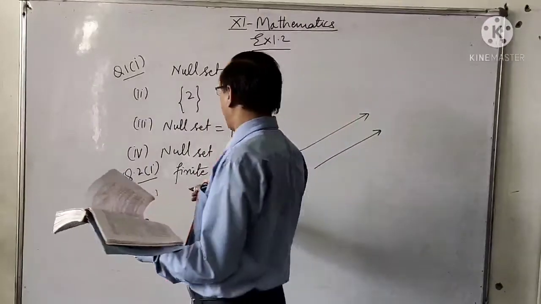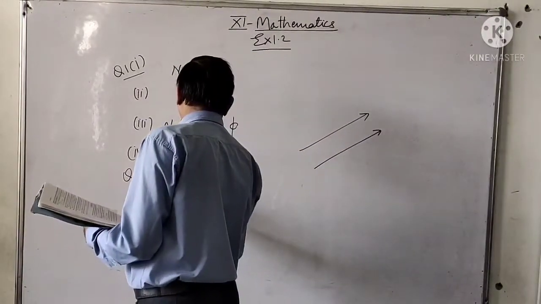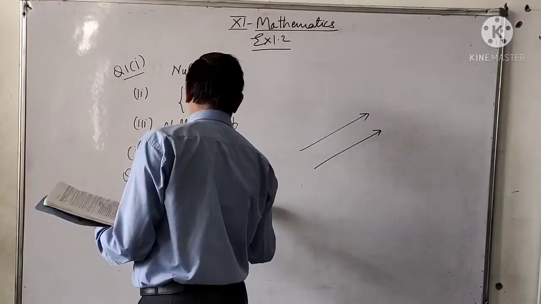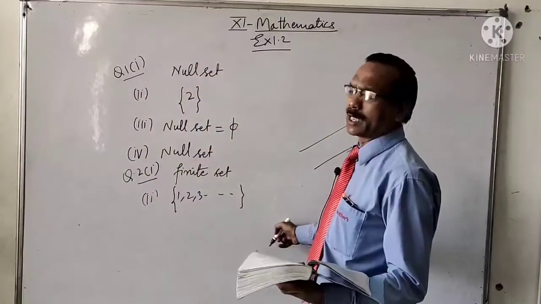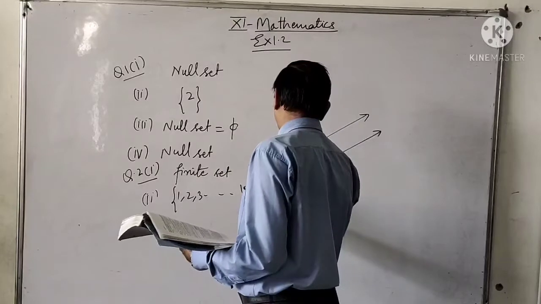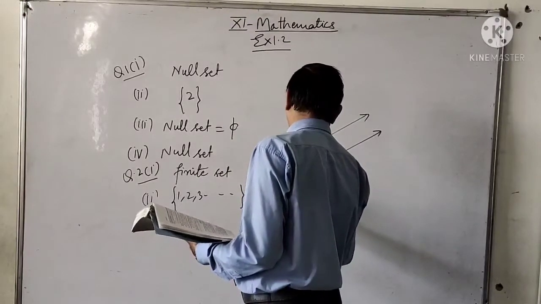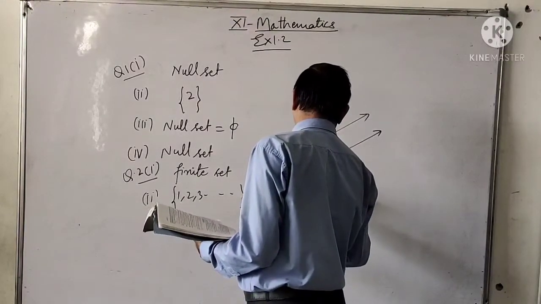Second part, there is a set having elements 1, 2, 3 and so on. So we do not know how many elements there are. So it is an infinite set.